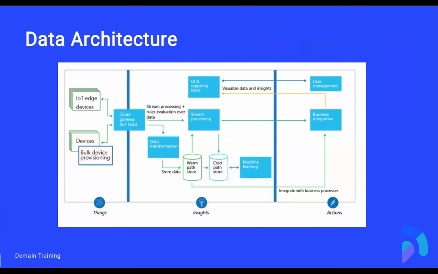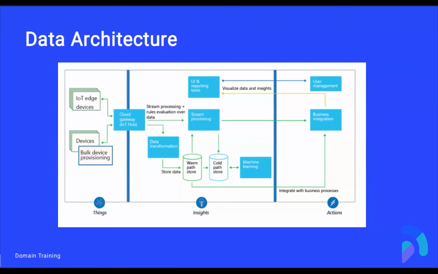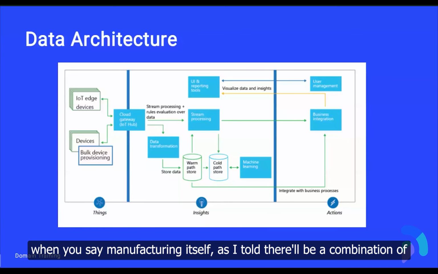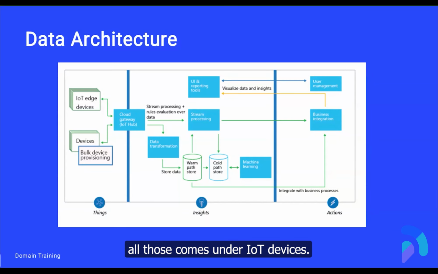Moving on. Let's see some of the different data architectures being used in an automobile manufacturing kind of setup. When you say manufacturing itself, as I told, there'll be a combination of multiple sensors of the robots as well as the cars. So all those come under IoT devices. So you see in this diagram there are three verticals, right?